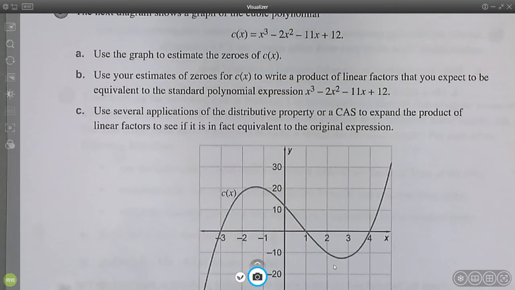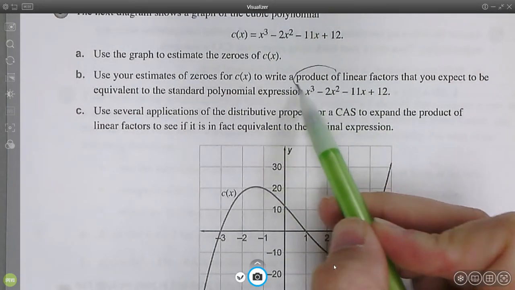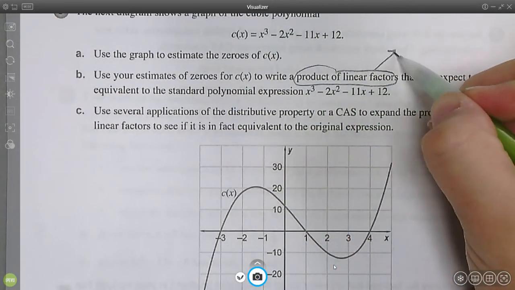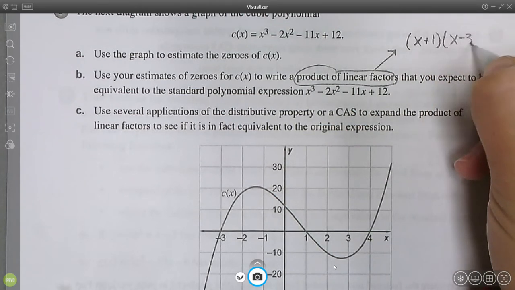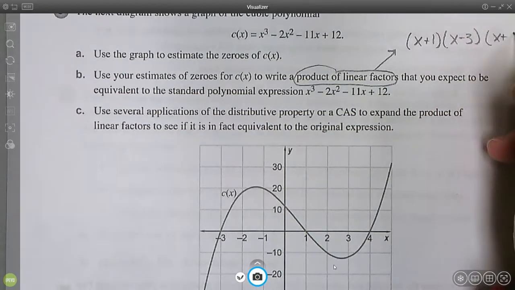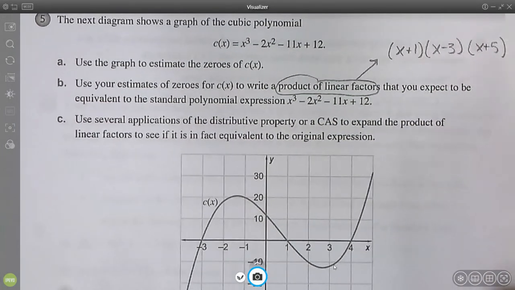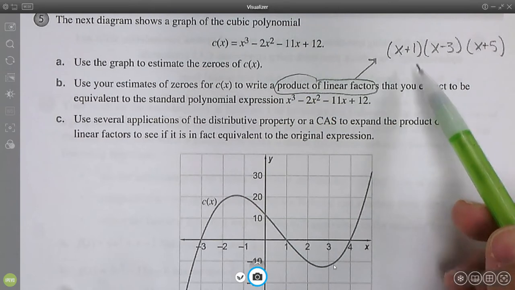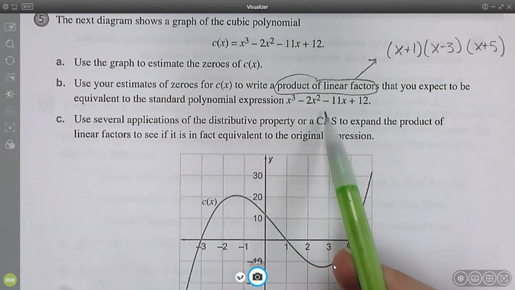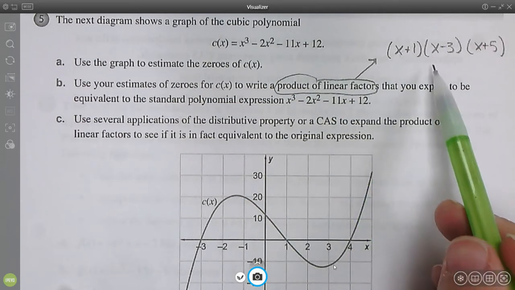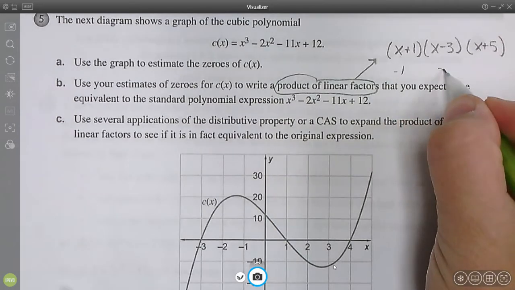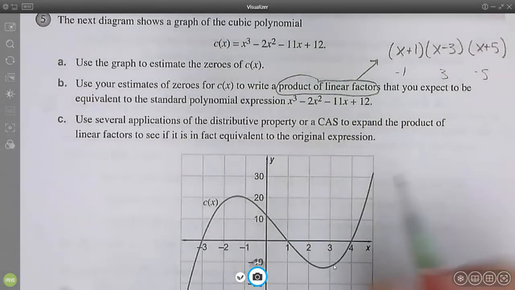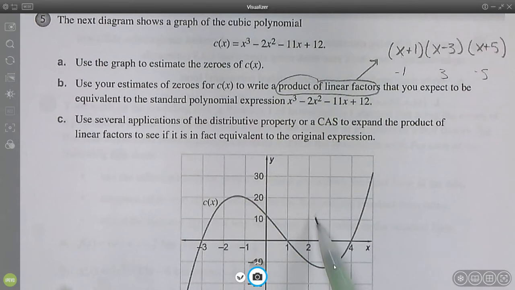Then it says, use your estimates of zeros for C of x to write a product of linear factors. So product of linear factors, this is just an example of that, would be like x plus 1, x minus 3, and x plus 5. That is not your actual answer, but this is just an example. So all it's saying is you're writing this in factored form. So if this is your product of linear factors, your zeros here would be -1, 3, and -5. So you are doing that for this graph.